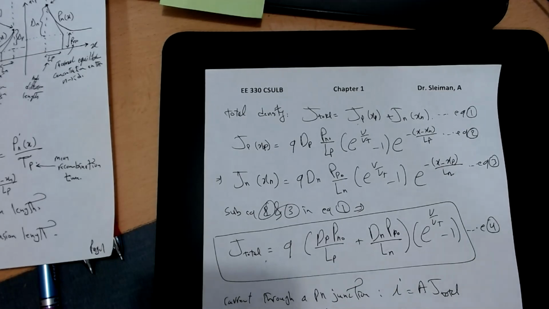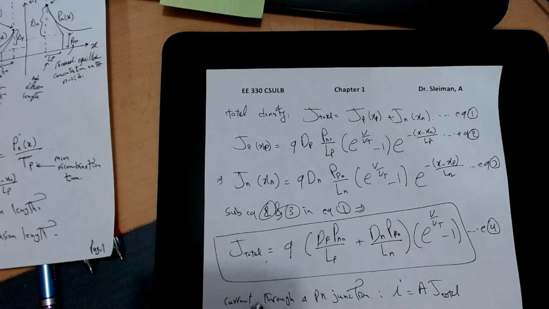or the current is IS (e^(V/VT) minus 1), where IS is the scaling factor called the saturation current.